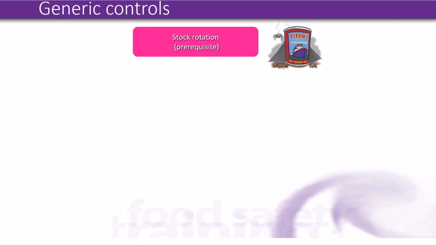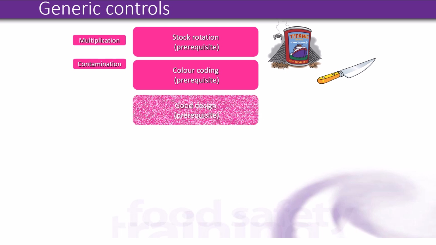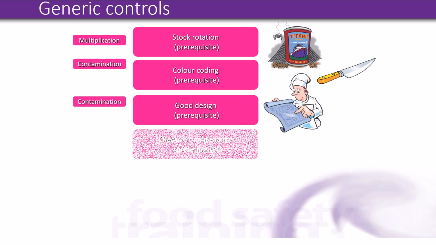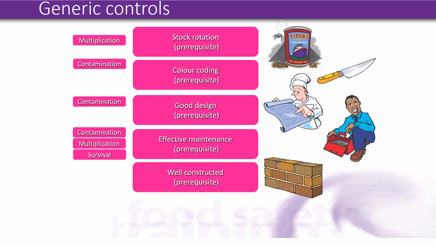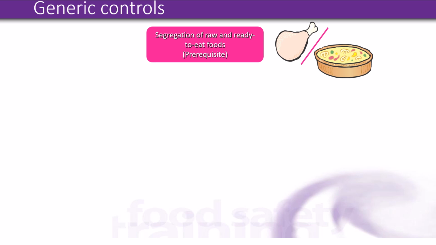Generic controls include stock rotation, where you could get multiplication; color coding, where you could get contamination; good design of food premises, again contamination could occur; effective maintenance, where you could get contamination, multiplication or survival. Well constructed, or you could get contamination. Protect and cover, where you could get contamination if not. Generic controls include segregation of raw and ready to eat foods.